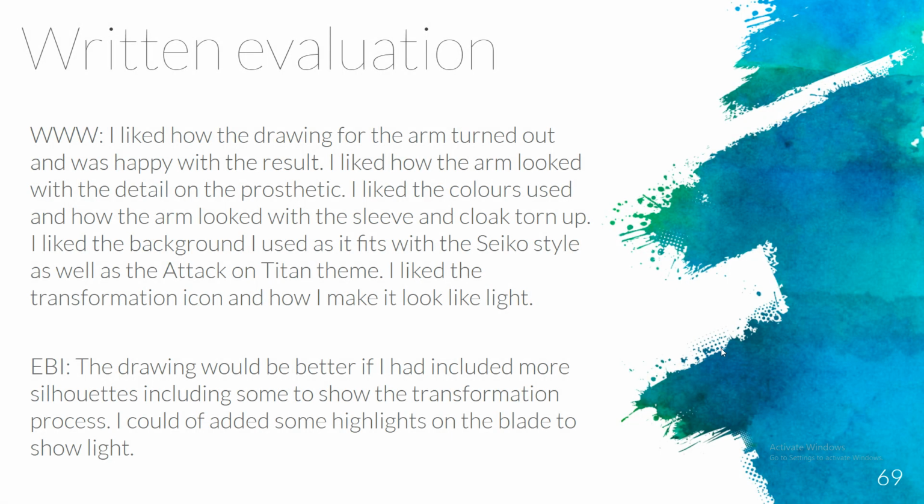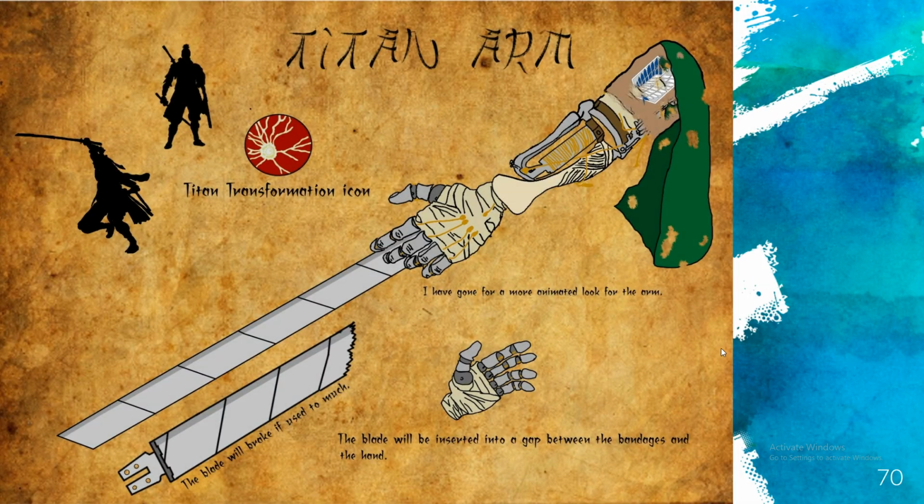What went well? I liked how the drawing for the arm turned out, and I was happy with the result. I liked how the arm looked with the detail on the prosthetic, and I liked the colours used and how the arm looked with the sleeve and cloak torn up. I do like the background. I think it fits well with the Seiko style. It's like the Attack on Titan theme. I like the transformation icon, how I made it look like light. But it would be even better if I included more silhouettes and included some to show the transformation process.